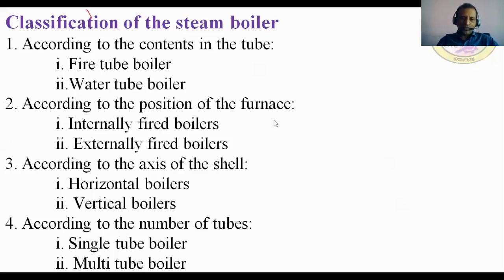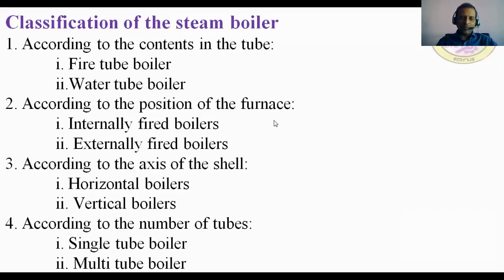The second, according to the position of the furnace: it is internally fired boilers or externally fired boilers. That means the fuel burns inside the boiler or the fuel burns outside the boiler. So that is the one. According to the axis of the shell: axis of the shell means it is a horizontal boiler or a vertical boiler. A boiler may be horizontal or it may be vertical.